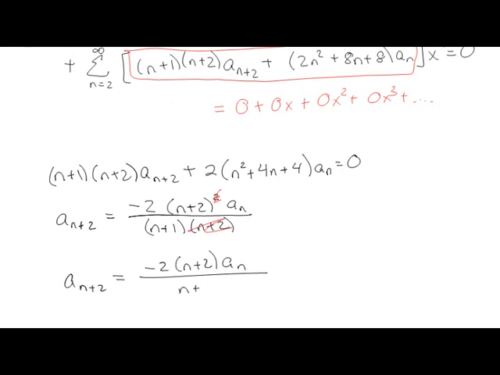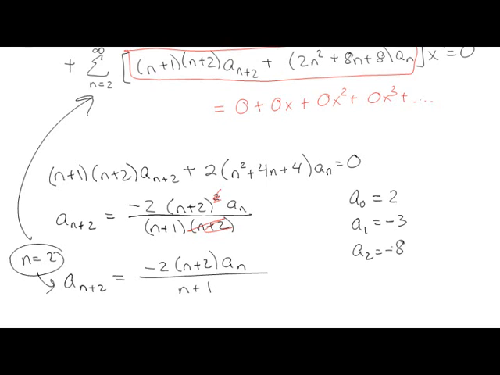Now this is good starting at n equals 2. I know that that's good because that's where the summation starts. So since I have a couple of other values now, so remember I had that a naught equals 2, a1 equals -3, a2 equals -8, and a3 equals +9, now I can go ahead and find the rest of them.